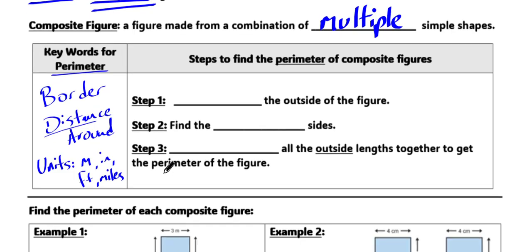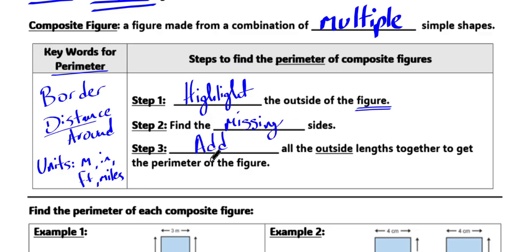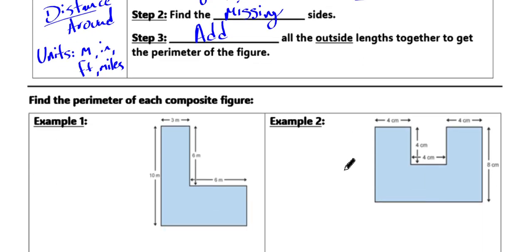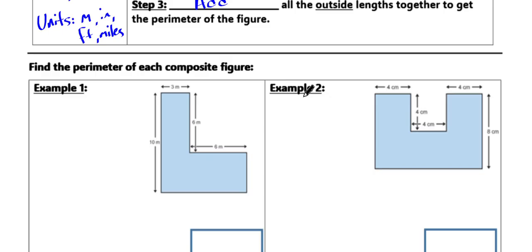So to find the perimeter of a composite figure, we are first going to highlight the outside of the figure. Figure is just a geometry word for a shape. It's a closed shape. Actually, it doesn't even have to be a closed shape. It's just a general word for a picture. Then we find the missing sides, and then we add them all up. We only add up the outside lengths together. There's going to be parts on the inside that we might need to use to find the missing sides, but we're not going to use those for the border of the shape. So when I say highlight, I really just mean go around the outside of the shape.